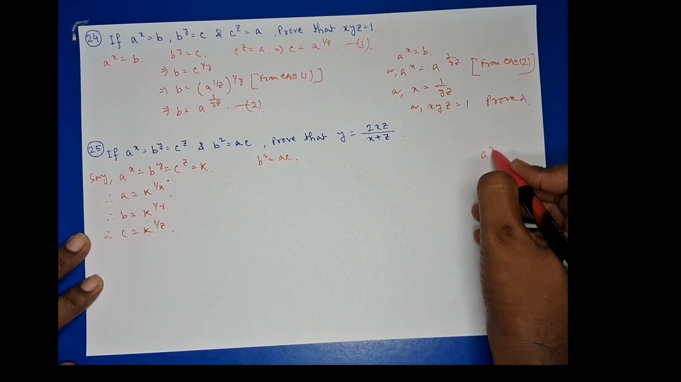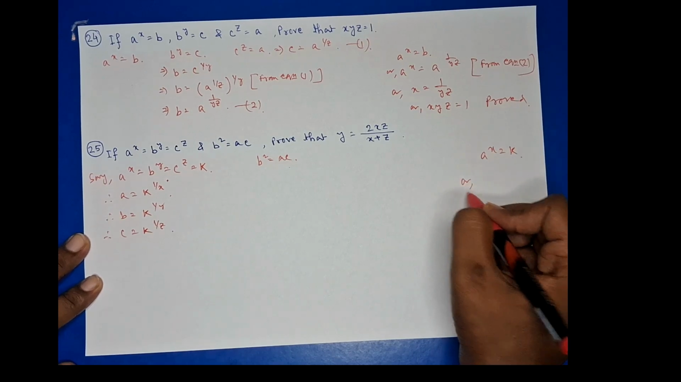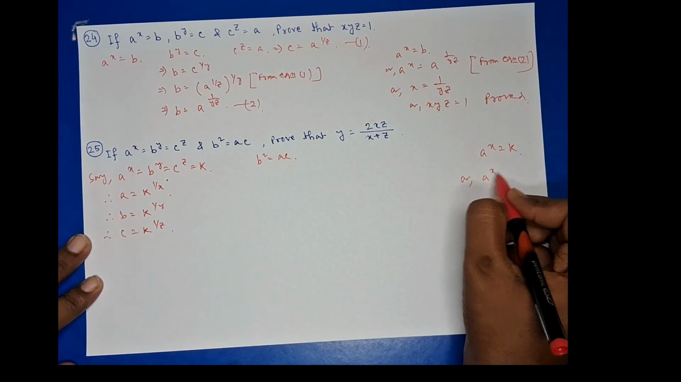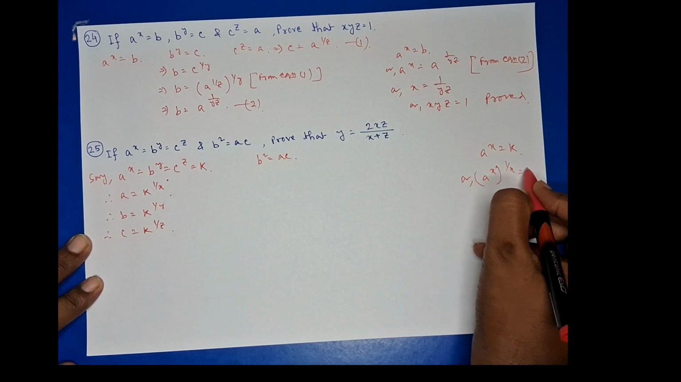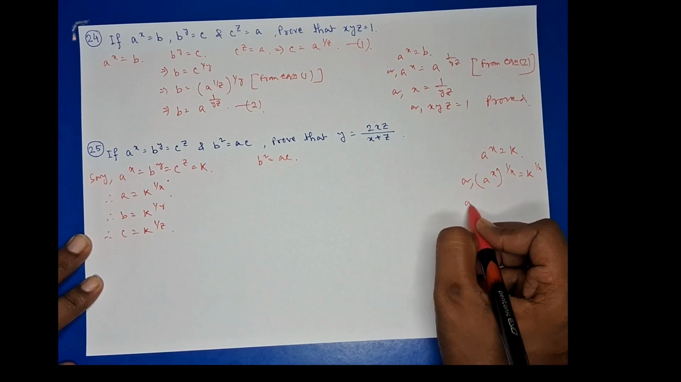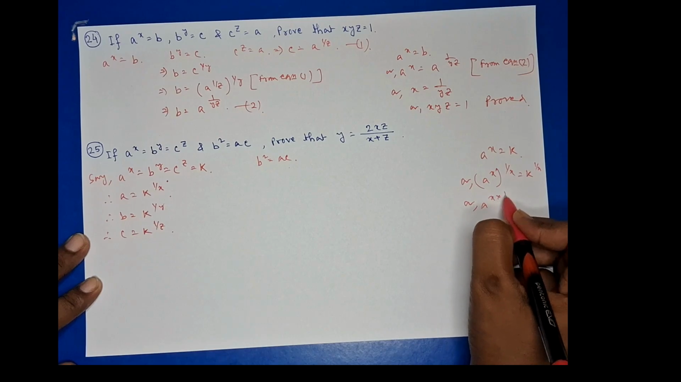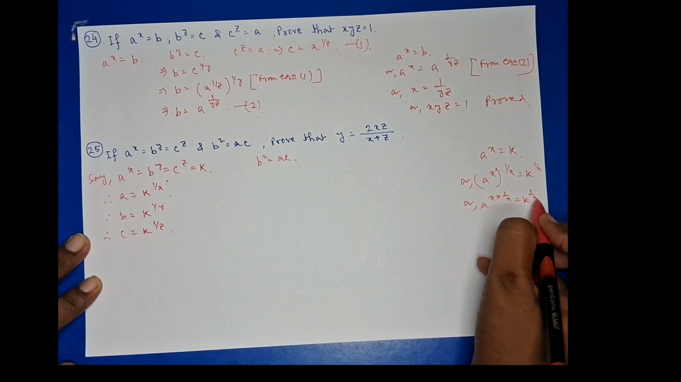Think like a to the power x is equal to k. If I raise both sides to the power 1 by x, then a to the power x whole to the power 1 by x becomes a to the power x into 1 by x, which is equal to k to the power 1 by x.